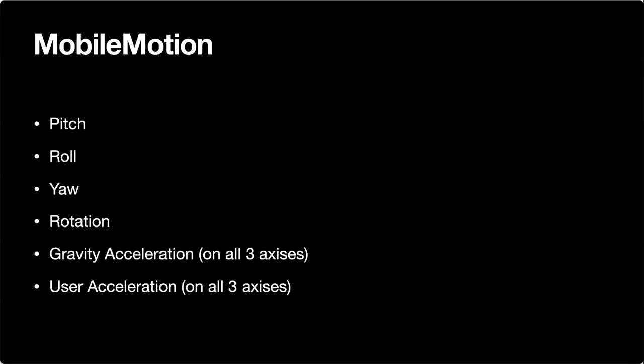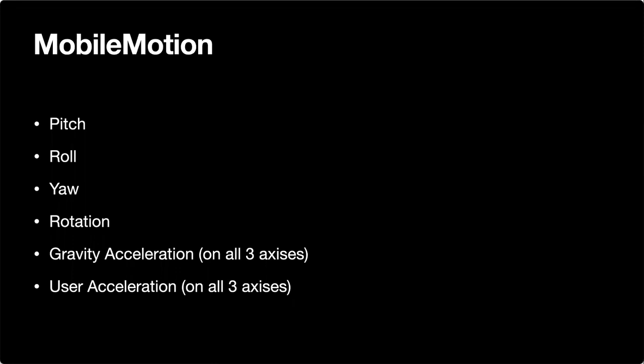Now, what if you need to know whether or not the device is moving? This is different than location. This is the device actually being in motion. In that case, you're going to use the MobileMotion class. The MobileMotion class provides you with pitch, roll, yaw, rotation, gravity acceleration on all three axes, and user acceleration. User acceleration is different from gravity in that it's more for things like the user flicking their wrist. You've probably learned that in a lot of apps you can shake the phone to undo. Well, that's user acceleration. They're using MobileMotion and accessing user acceleration in that case.